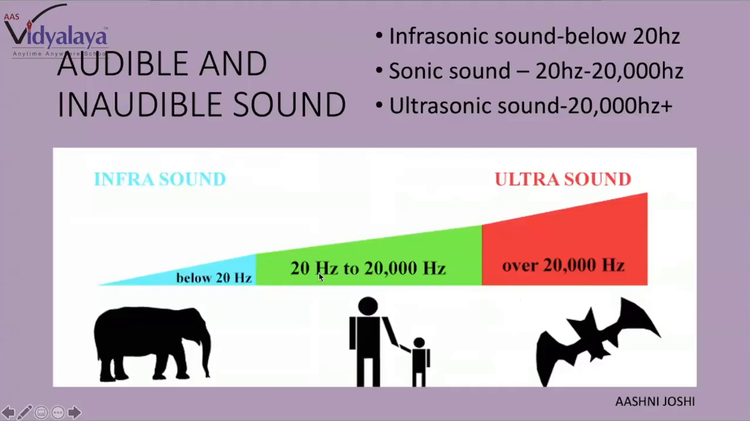Now we have audible and inaudible sound. So what do we understand by these two terms? Audible is basically sound that we can hear. Inaudible means sound we cannot hear. Pretty simple, right? Now we have infrasonic sound, sonic sound, and ultrasonic sound.